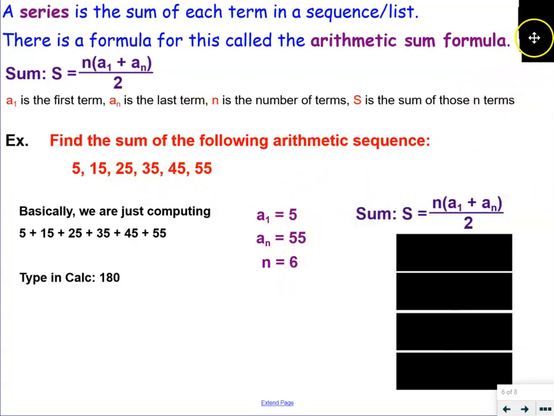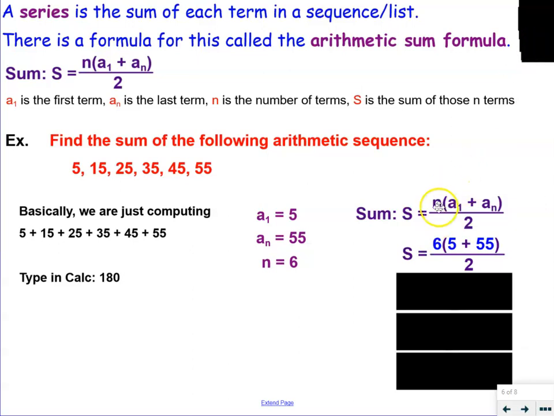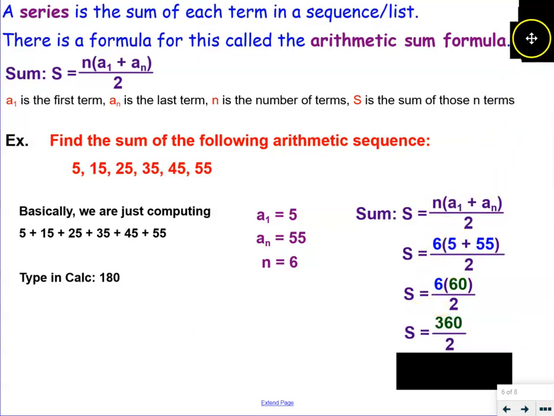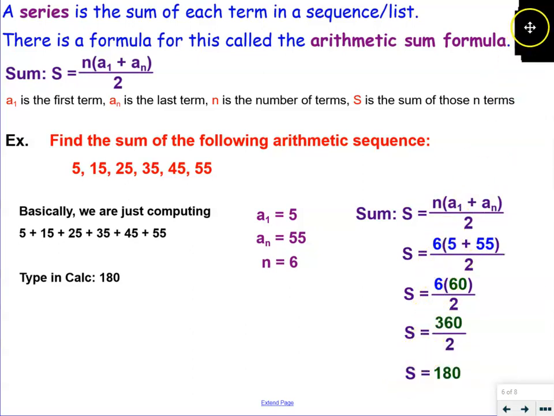Plug those 3 numbers into this formula. So n is 6, a1 is 5, an is 55. And from here, you just type in calculate because the right side has no variables. I'll do it step by step. 5 plus 55 is 60. 60 times 6 is 360. Then divide by 2, get 180. Done.